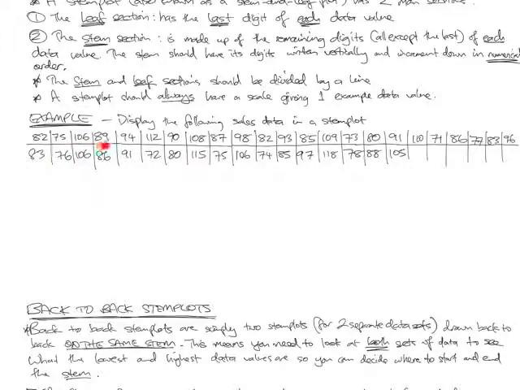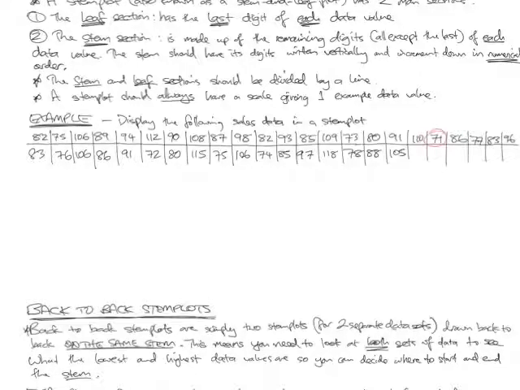82.75, so this is the smallest so far. 73 is the smallest so far. 71 is the smallest so far. So 71 is the smallest number. So the stem needs to contain all of the digits that aren't the last. So we've decided that 71 is the smallest, put a circle around that.